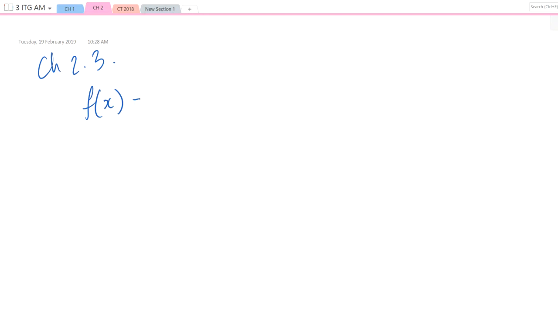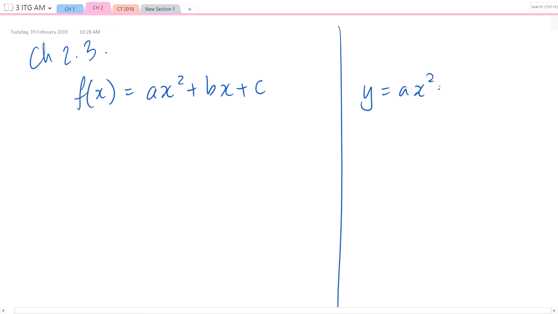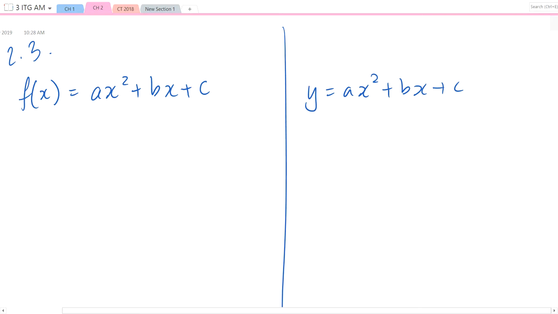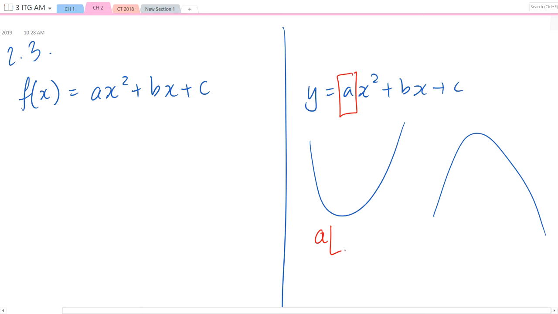So for f(x) equals ax squared plus bx plus c, where in E-Maths we say that y equals ax squared plus bx plus c, we are going to have a graph. What is the shape of the graph? Parabola. Either it opens upwards or it opens downwards, right? How do we decide how it opens? It depends on the value of a, the coefficient of x squared. If it opens upwards, what can you tell me about a? Greater than or less than? Greater than 0. If in this case, yeah, it's less than 0.